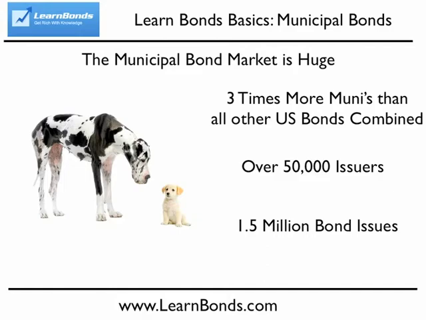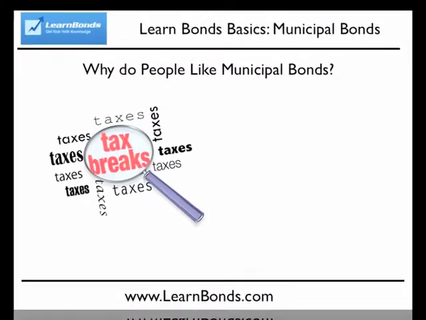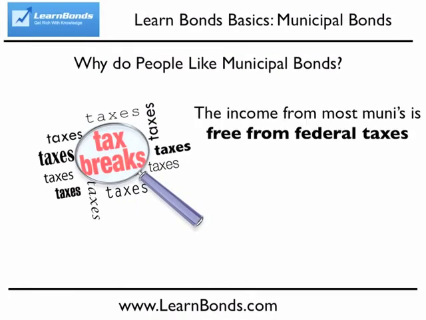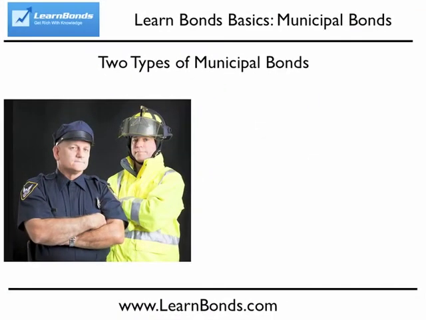So what are municipal bonds? Also referred to as munis, municipal bonds are bonds issued by state governments, local governments, and government agencies such as port authorities or water boards. Because they are issued by state and local governments, municipal bonds are normally free from federal taxes. If you buy a municipal bond in the state where you reside, then it is normally free from state and local taxes as well. This can make the income from municipal bonds very attractive, especially for people in high tax brackets.